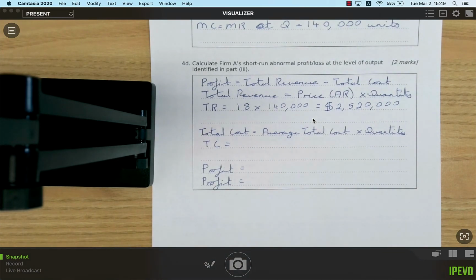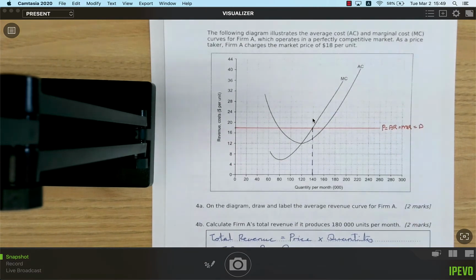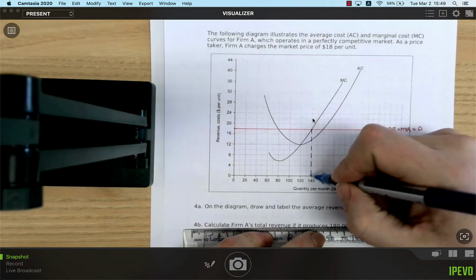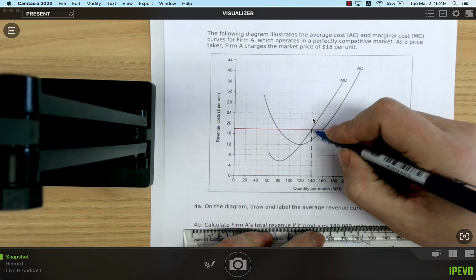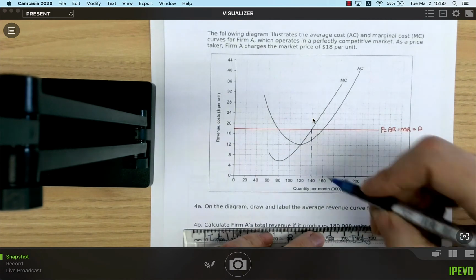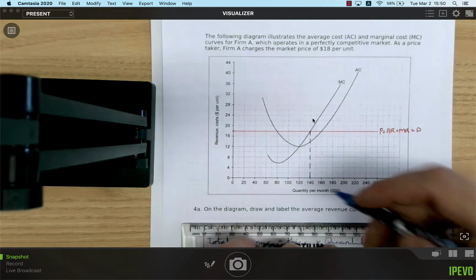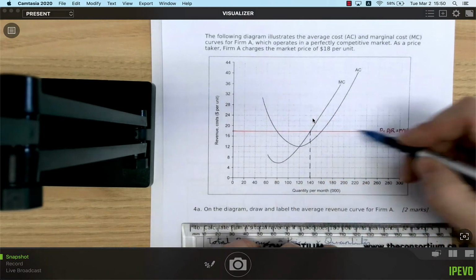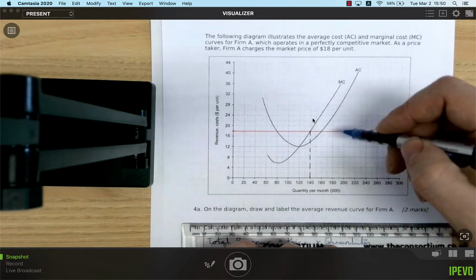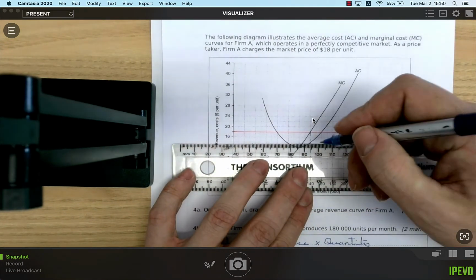Well, again, we've got to go back here, and what we are saying is that at this profit maximizing quantity of 140,000 per month, how do we know that? Because it's the quantity where MC equals MR. Then from that quantity, we go up to the price, but the price is always going to be 18, because the demand curve is perfectly elastic. Now, from this here, and I hope I'm doing it right.